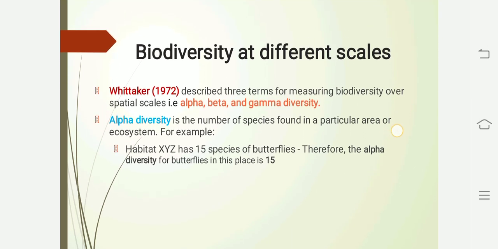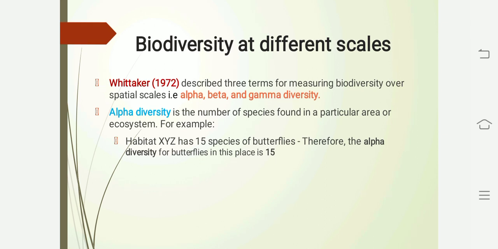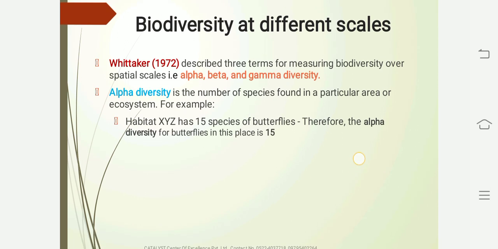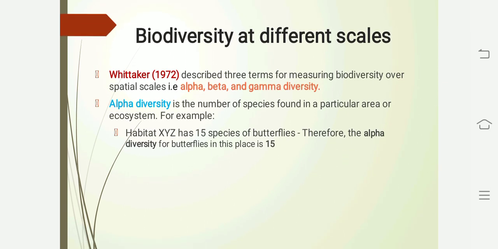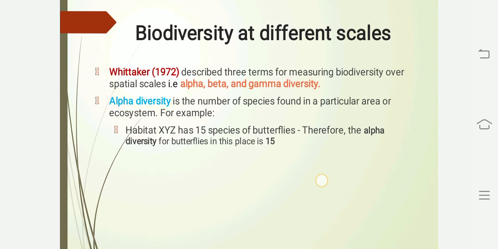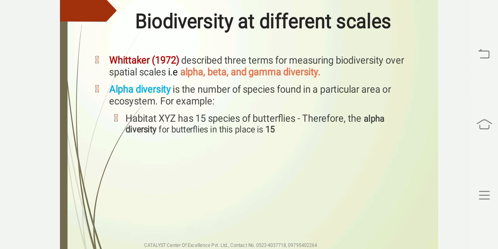Our topic for today's class is biodiversity at different scales. Whittaker described three terms for measuring biodiversity over spatial scales: alpha, beta, and gamma diversity. Whittaker was an American ecologist. Alpha diversity is the number of species found in a particular area or an ecosystem. For example, habitat XYZ has 15 species of butterflies. Therefore, the alpha diversity of butterflies in that place will be 15.